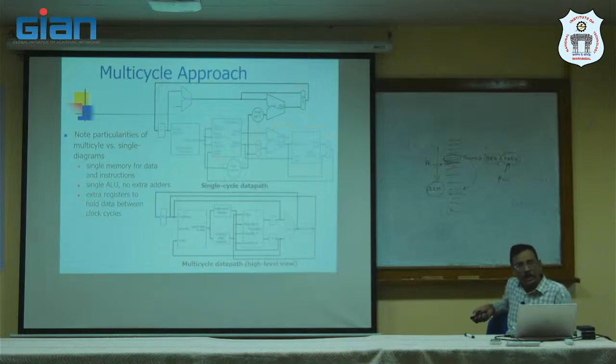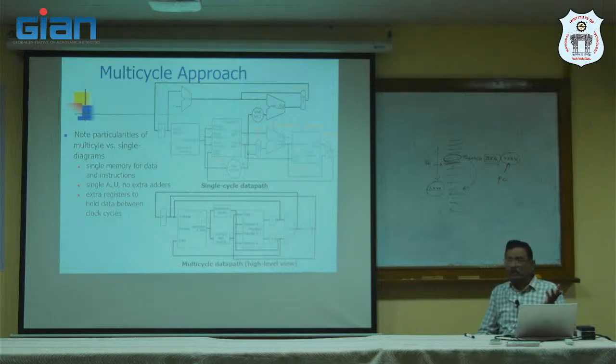So, for example, in that case, one instruction may take 3 clock cycles, another instruction may take more, 4 clock cycles, 5 clock cycles. So the number of clock cycles will vary.